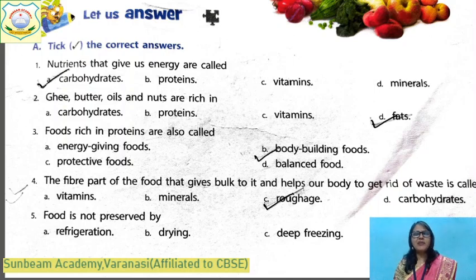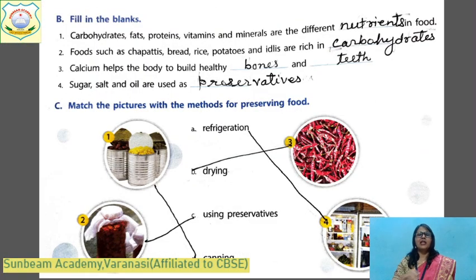Food is not preserved by cooking. Food is preserved by refrigerating, drying, deep freezing. But cooking is not a method of preserving food. Come to the other exercises. These are all book exercises you have in your books.